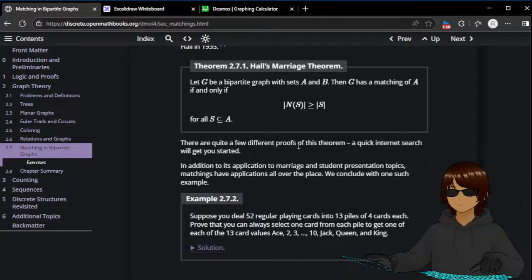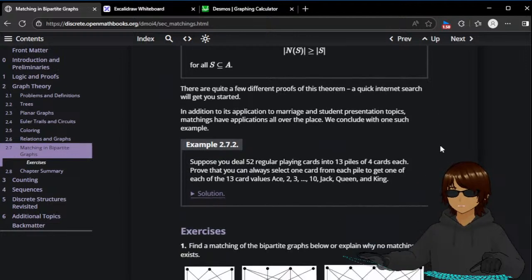There are quite a few different proofs of this theorem. A quick internet search will get you started. In addition to its application to marriage and student presentation topics, matchings have applications all over the place. We conclude with one such example.